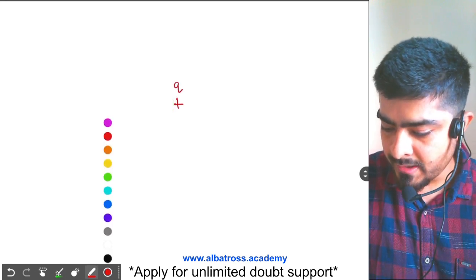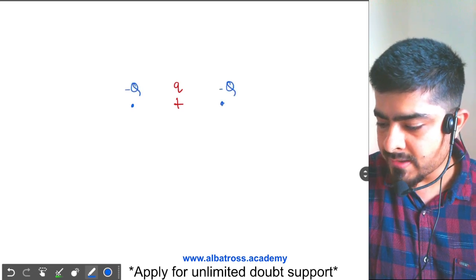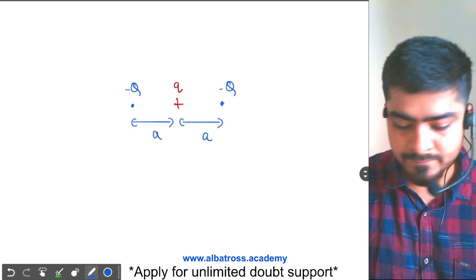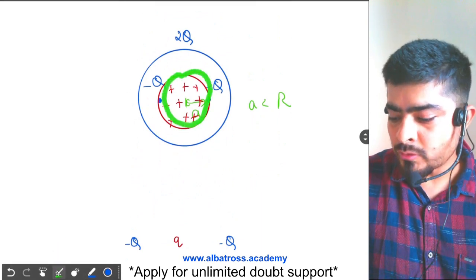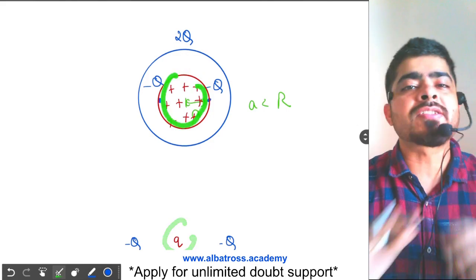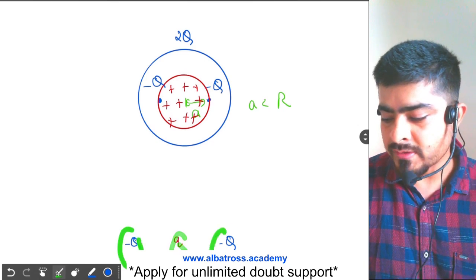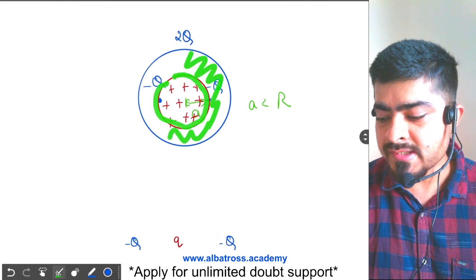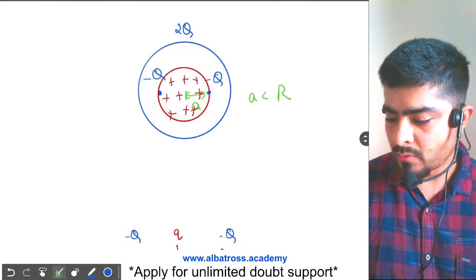Here we got the two negative charges, minus q. The distance between them is 2a. You getting my point? This sphere will have total charge small q, and because of spherical distribution it will behave like a point charge, applying force on these two charges. The charge outside this red colored sphere, that is the charge in this space, is useless. We don't need that.